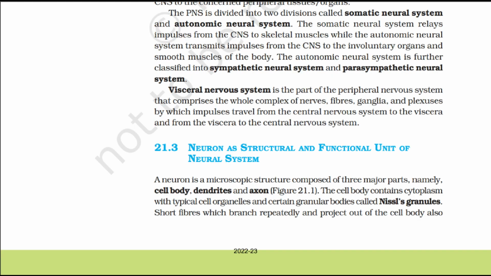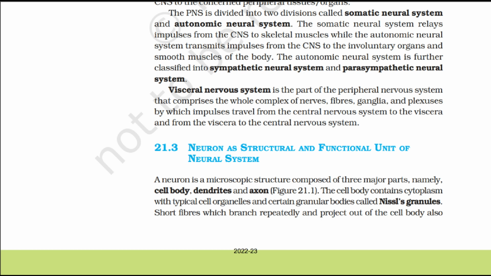The PNS is divided into two divisions called somatic neural system and autonomic neural system. The somatic neural system relays impulses from the CNS to skeletal muscles, while the autonomic neural system transmits impulses from the CNS to the involuntary organs and smooth muscles of the body. The autonomic neural system is further classified into sympathetic neural system and parasympathetic neural system. Visceral nervous system is the part of the peripheral nervous system that comprises the whole complex of nerves, fibers, ganglia, and plexuses by which impulses travel from the central nervous system to the viscera and from the viscera to the central nervous system.